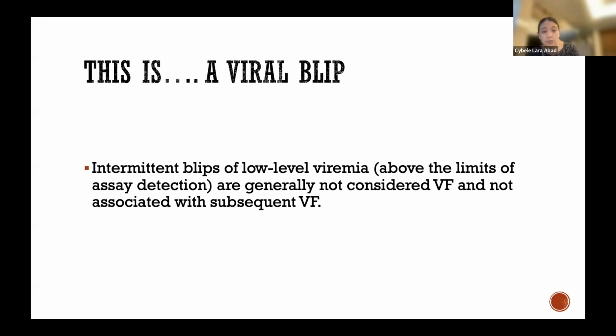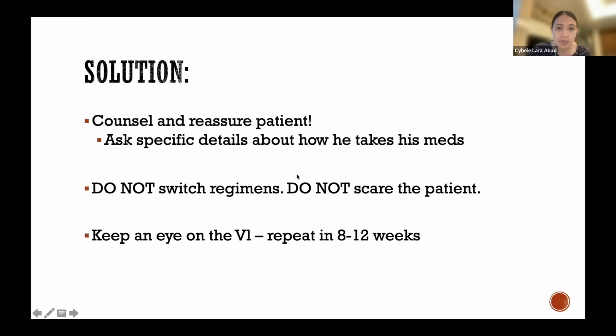So what do we do with this particular patient? The best solution for this particular patient is that you just have to counsel and reassure him.